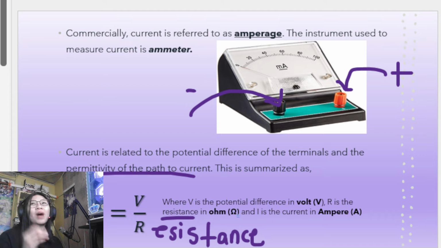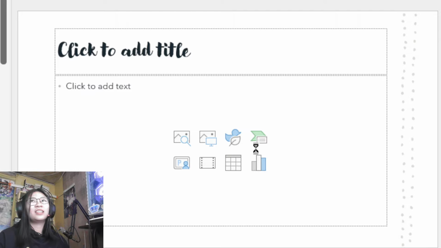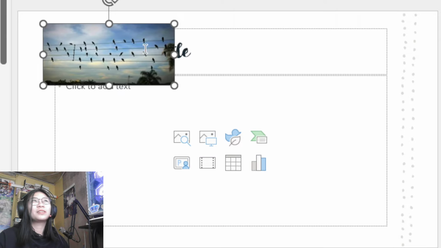This is about why birds can stand on the electric wires on the poles. Let me just search for a picture. Ah, there is a picture. Okay, I was very excited. Anyway. Okay. Let's see. Oh, there they are.